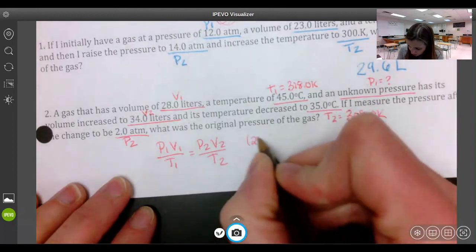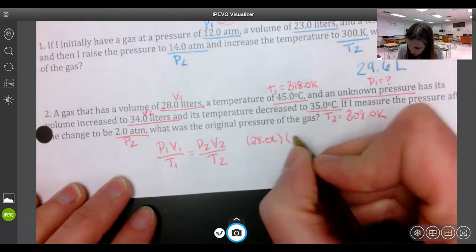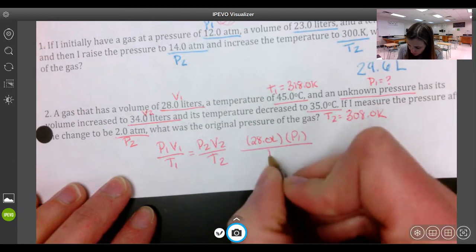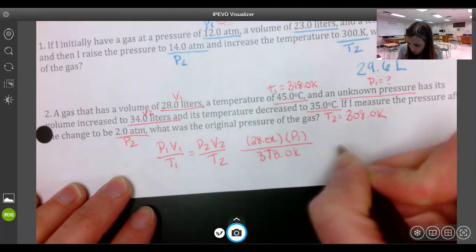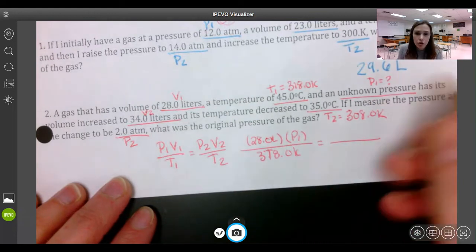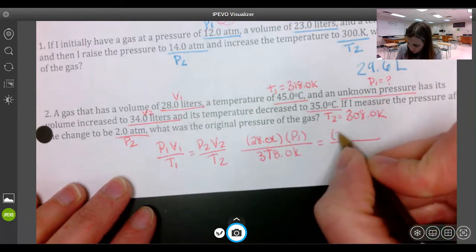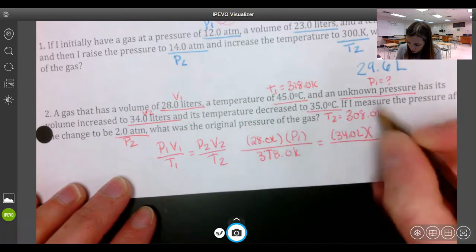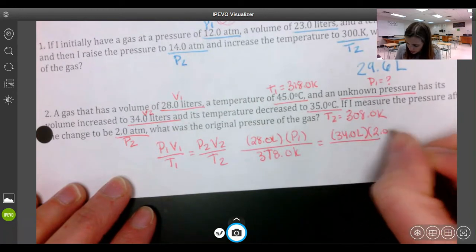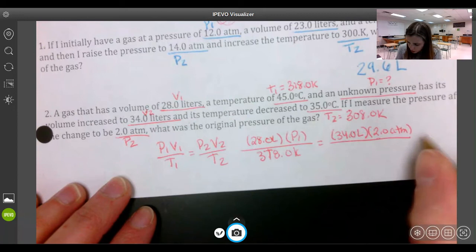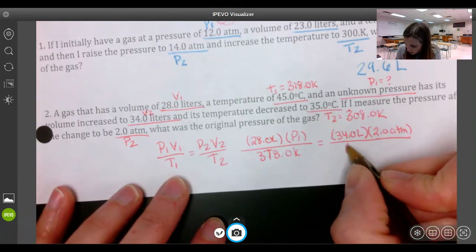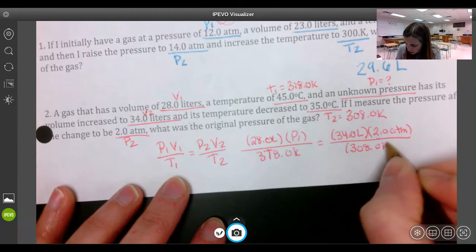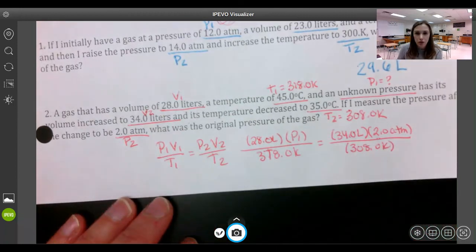So I'm going to fill in my 28.0 liters. I don't know P1. Okay, T1 is 318.0 Kelvin. I'm going to set that equal to its new conditions. So I have 34 liters. I have 2 ATM. So that shows me when I solve this, my final pressure is going to be an ATM. And then 308 for my final temperature there.